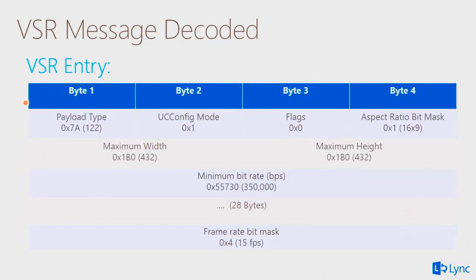And following the header is the individual VSR entry. So the first entry is saying that this is for payload type 122. And what is 122? H.264, right? I'm asking for H.264 stream that's UC config mode 1, right, which is SVC, and aspect ratio of like 1, which is 16 by 9. Okay, my maximum width is 430, maximum height is 430. So for some of you who really understand all the supported resolutions, there's no resolution called 430, 432. It's usually 424 or something like that. It's there because it rounds up to a number that's a multiple of 16. Okay, 16 by 9, right?